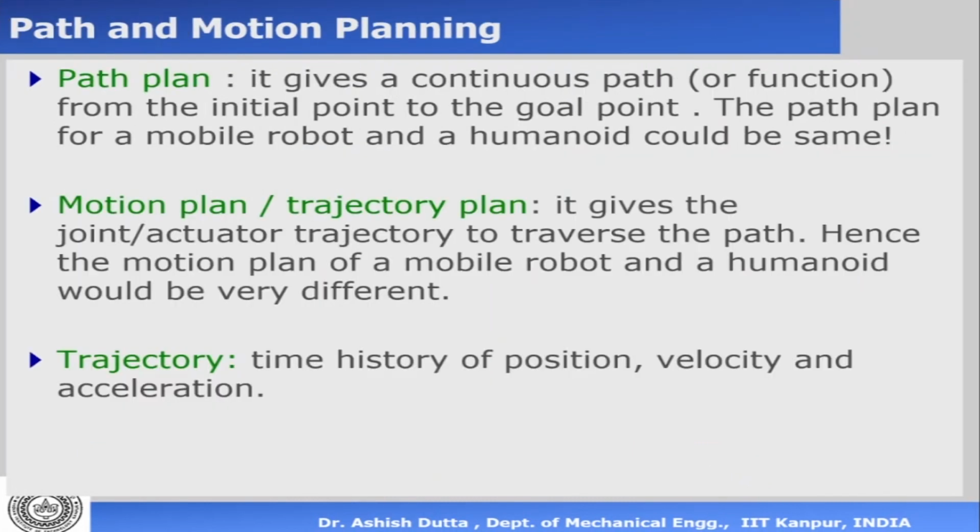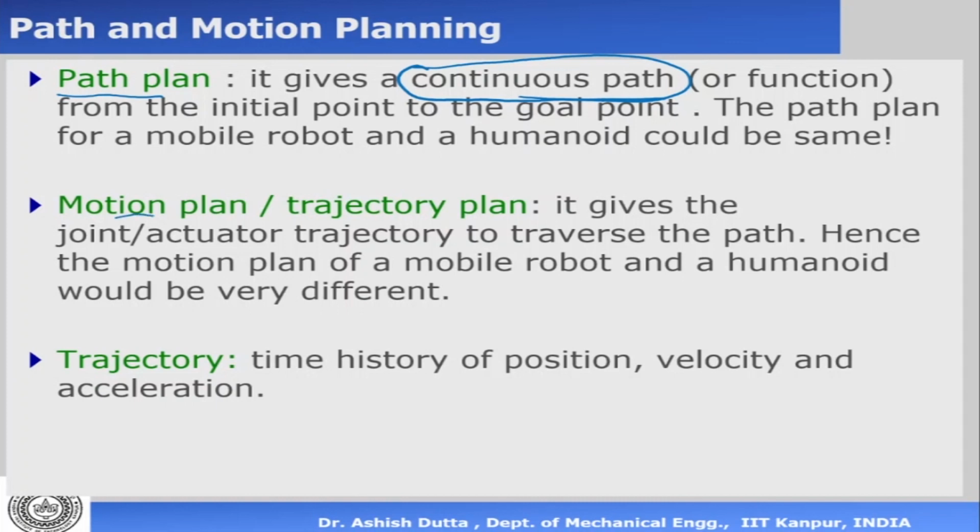So what are the definitions of a path plan and a motion plan? A path plan gives a continuous path from the initial point to the goal point. The path plan for a mobile robot and a humanoid robot could be the same. As I said, a mobile robot and a biped robot could have the same path, but their motion plans could be different. The path has to be continuous. It cannot be discontinuous.